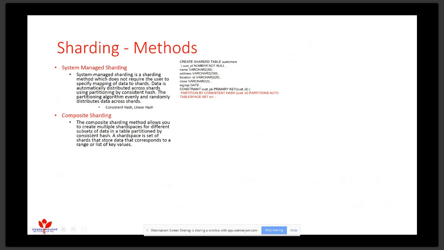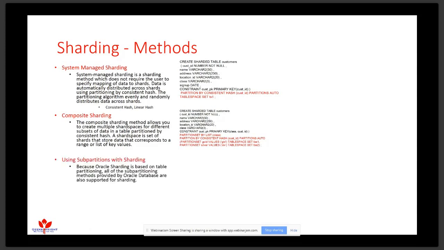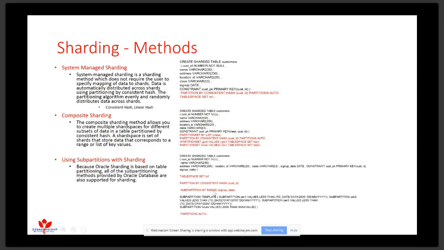There is another type of sharding called composite sharding, which we know as subpartitioning: partition set by and consistent partitioning. If I specify this and which tablespaces it needs to go to, the partitions will be created on those particular tablespaces and the data will be distributed according to the nodes. Using subpartitions with sharding, again, you can do subpartitioning, and you can specify it just as we manage subpartitions in Oracle.